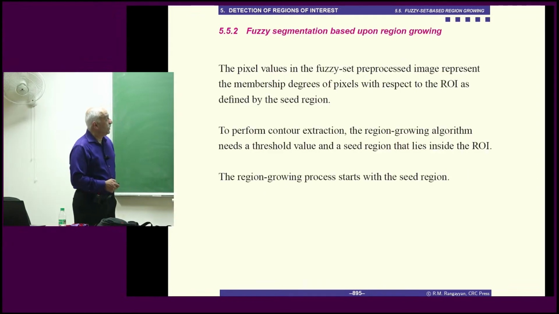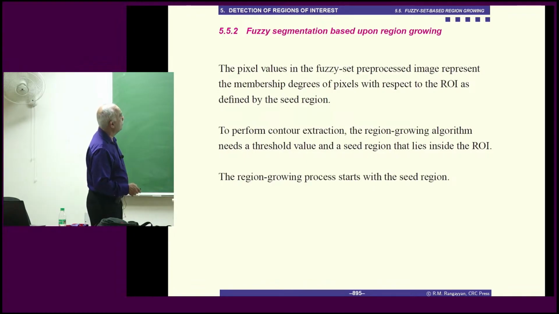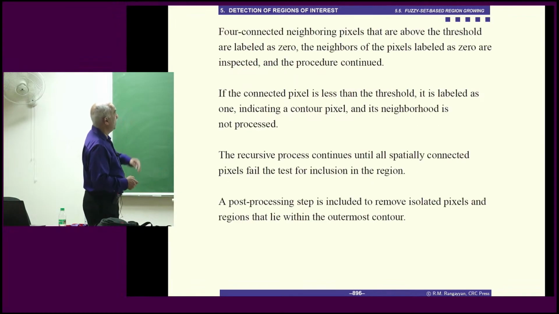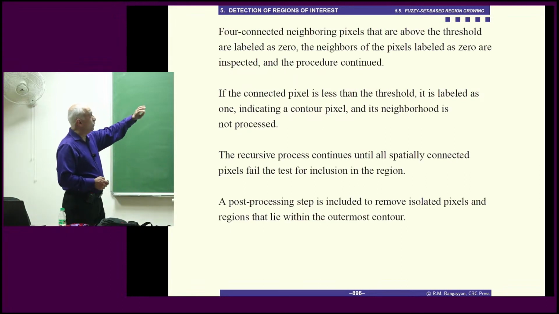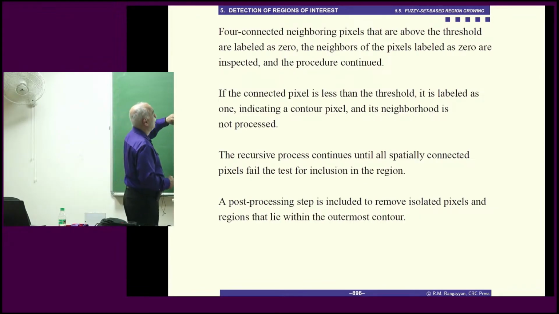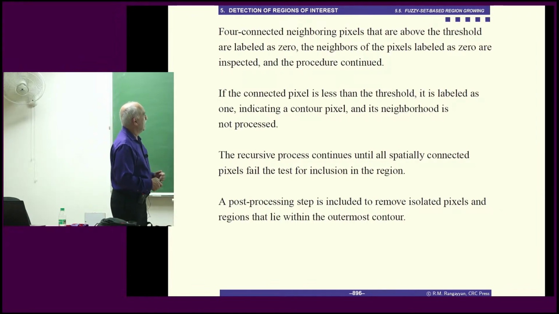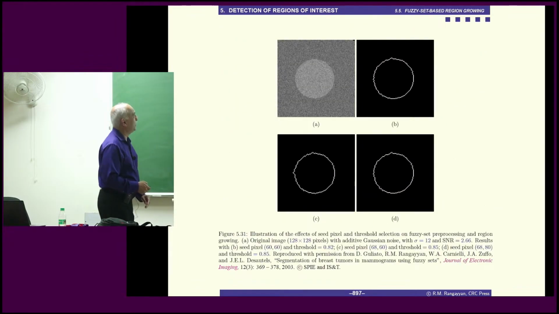So fuzzy segmentation based upon region growing is another approach. The 4-connected neighboring pixels that are above the threshold are labeled as 0, and neighbors of the pixels labeled as 0 are inspected, and the procedure is continued. So it's region growing now on this result. That part is the same as before, so no need to go through that.